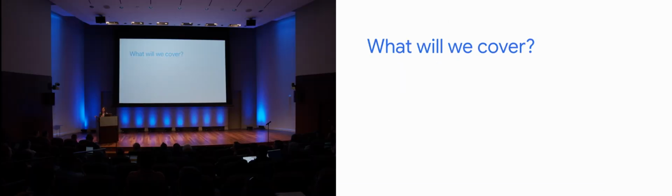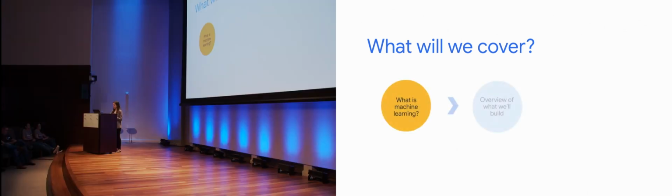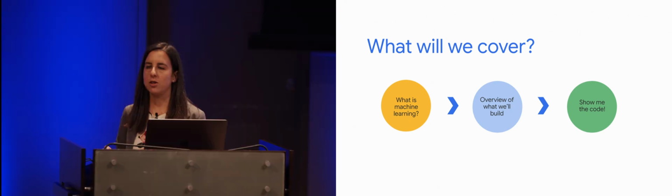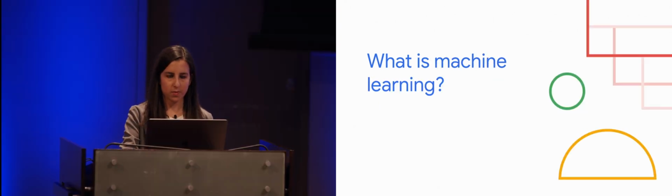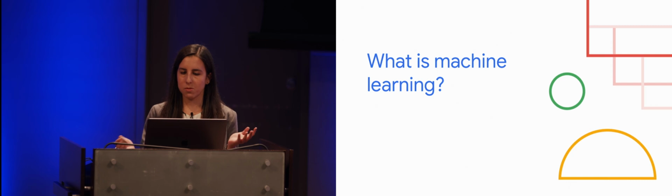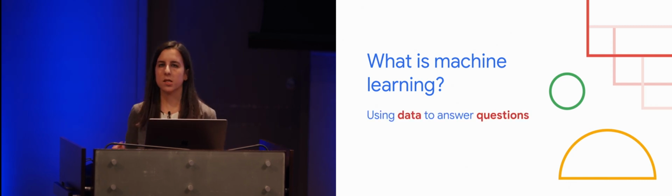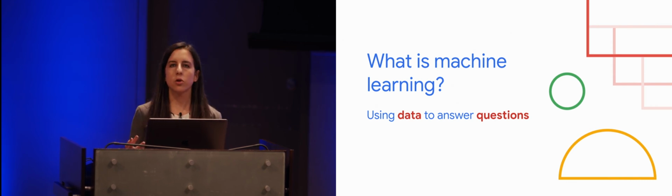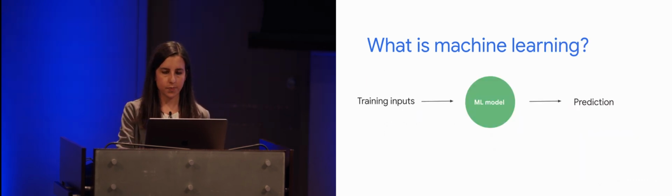So I'm going to dive right in. What are we going to cover today? I'm going to start with a high-level overview of what machine learning is. Then I'm going to give an overview of the model that we'll be building. And finally, as promised in the title, we will get into some live coding. So to start, what is machine learning? I really like this definition, using data to answer questions. So this means that as we provide more and more data to our machine learning systems, they'll improve and they'll be able to generalize on new examples that they haven't seen before.